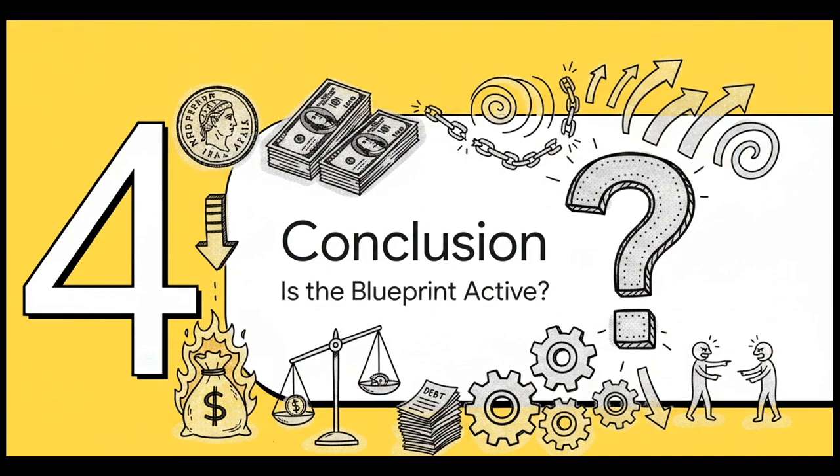Which brings us right back to our central question. We've seen the Roman blueprint for how a currency collapses. Unpayable debts lead to monetary debasement, which is followed by inflation, economic chaos, and a whole lot of political blame shifting. So, how closely does our modern world actually mirror this ancient pattern?